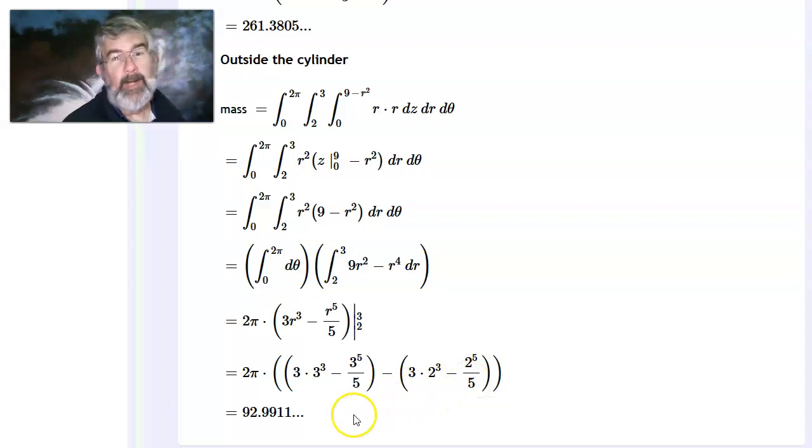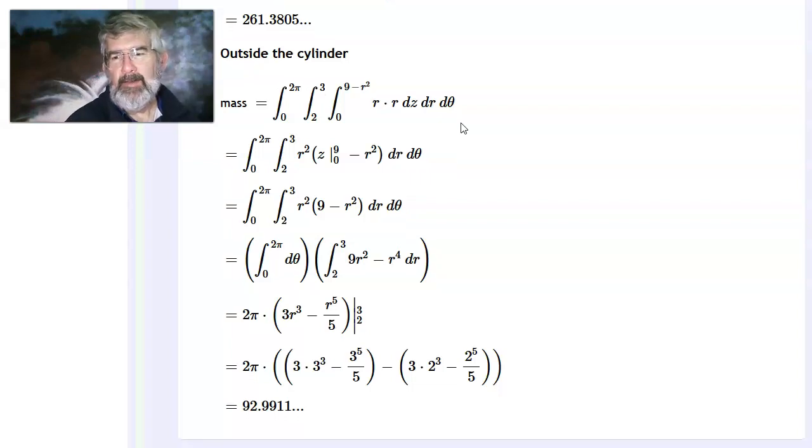And somewhat surprising to me is you get substantially less mass here at 92.99, just under 93, where the inside was up there at 261. It's curious to me to ask the question of, you've got a cylinder radius 2, if you could shrink it in a little bit, where would be the half the mass on the inside and half the mass on the outside? I highly doubt that it would be at 1.5. That would be halfway between 0 and 3. Well, no, I haven't figured that out. I haven't taken the time.